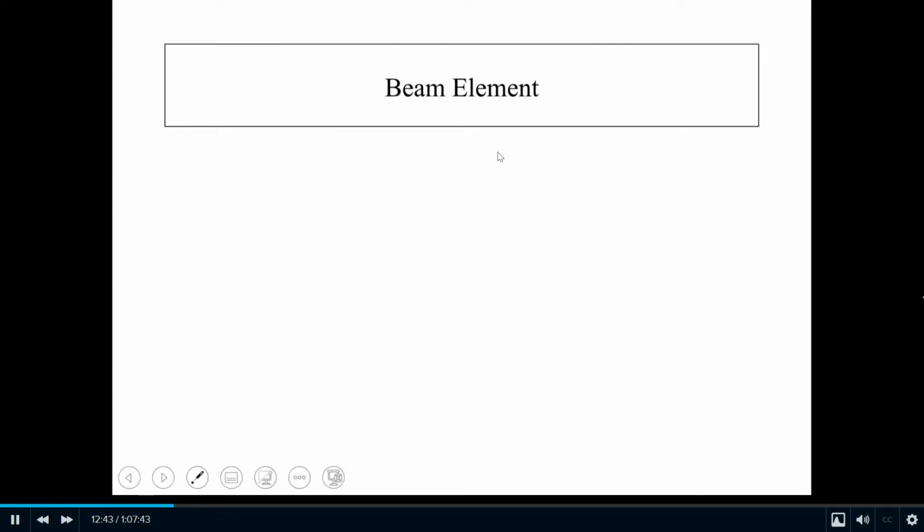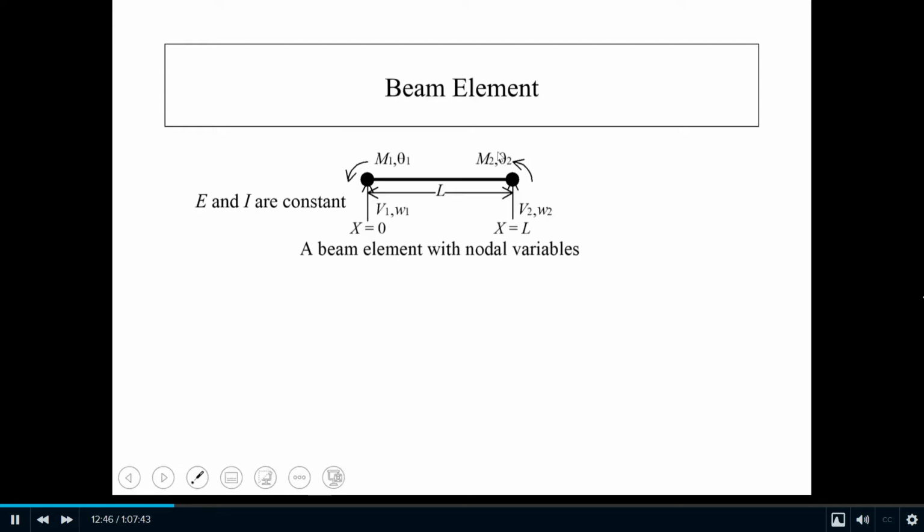Next, we move to the beam element. The beam element would look like this, because we assume that the element is of length L, and E and I are constant. At each node, it involves two degrees of freedom: theta, or rotation, and W, which is the vertical displacement or deflection at each node.